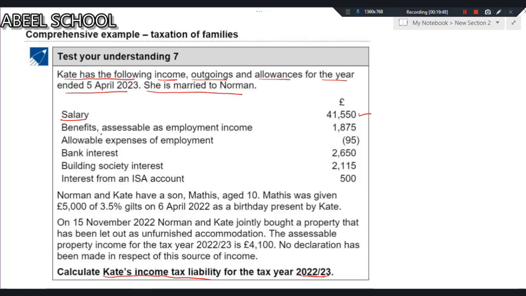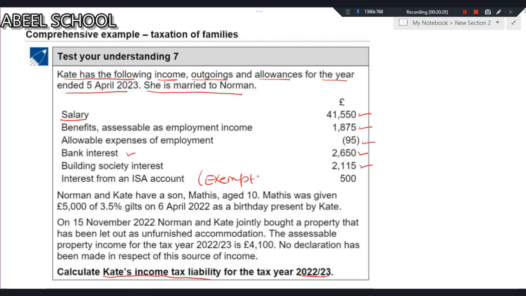Salary is 41,550. Benefits assessable as employment income is 1,875. Allowable expenses of employment is 95. Obviously, these allowable expenses will reduce the employment income. We have bank interest, that is saving income, 2,650. Building society interest, which is like an interest from a bank, is 2,115. Interest from ISA, individual saving account, is 500 and this is exempt.